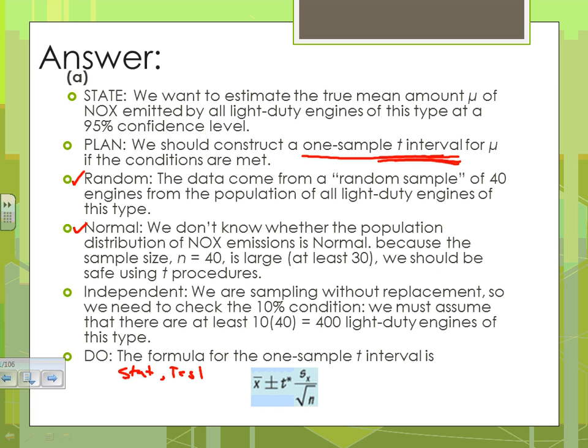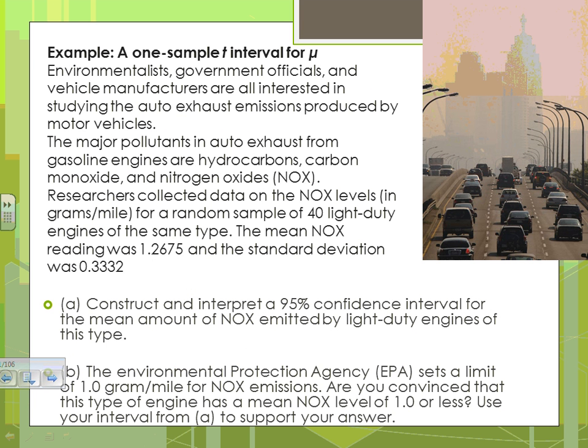So now we can either do our formula, or we can put in our calculator, stat, tests, 8, go to your t interval. And in this case, I do not have data, I only have the statistics. So what were my statistics I'm going to put in? So my x bar we found to be 1.2675, and my s was 0.3332. My n was 40. My confidence level is 95%. I can hit calculate.